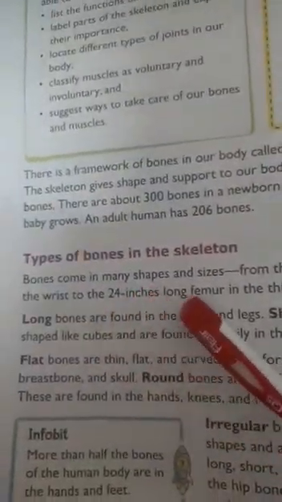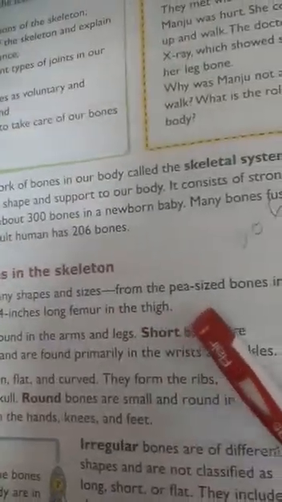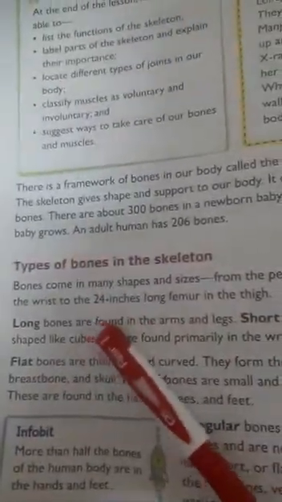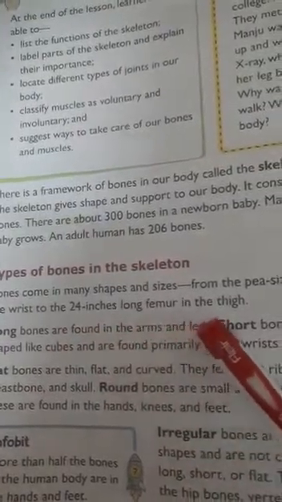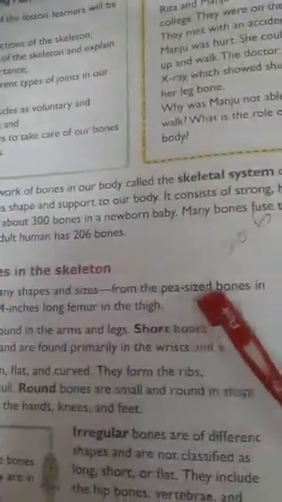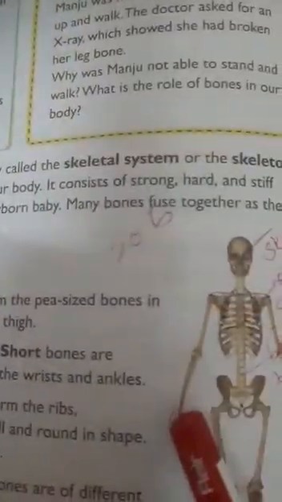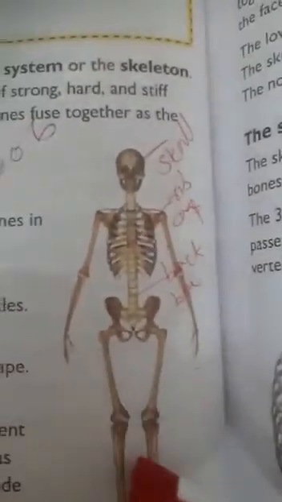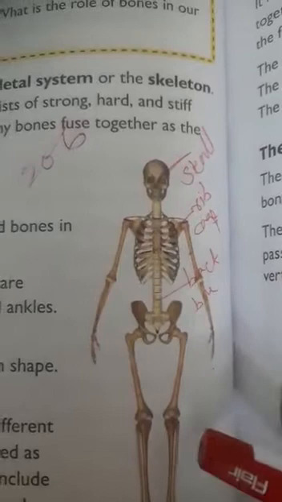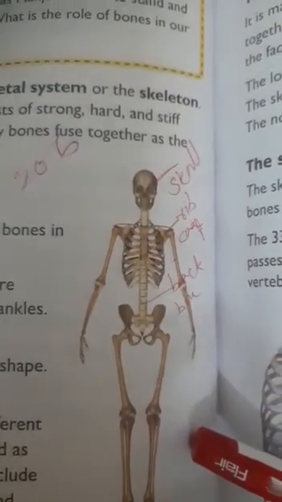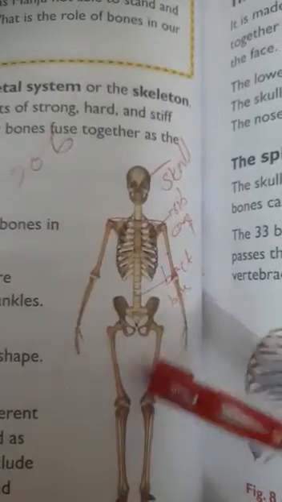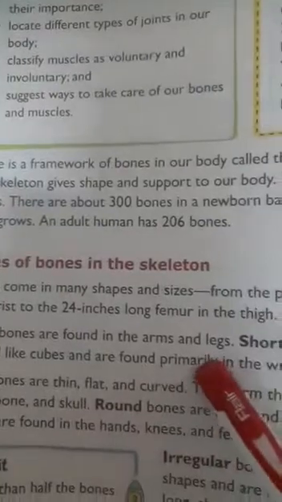Bones come in many shapes and sizes, from the pea-sized bones in the wrist to the 24 inches long femur in the thigh. So from smallest to longest, all types of bones are present in our body. The longest bone, the femur, is 24 inches long. This is the thigh bone. It is called the femur. Long bones are found in the arms and legs.